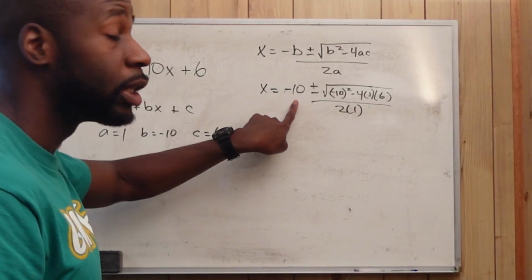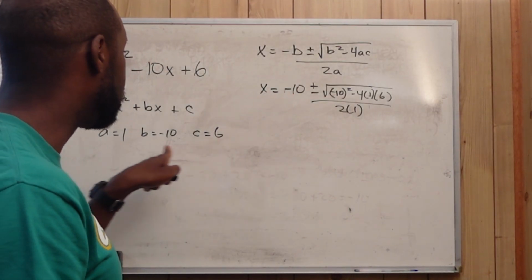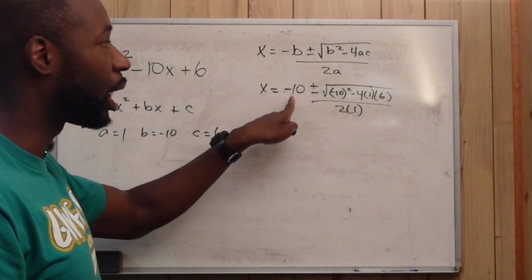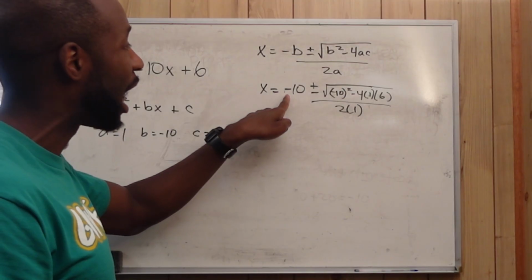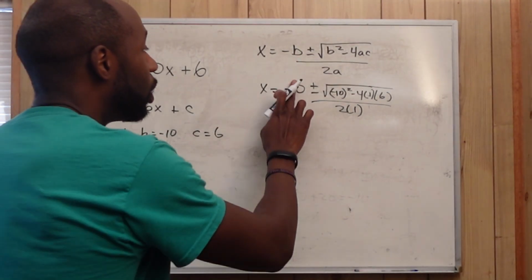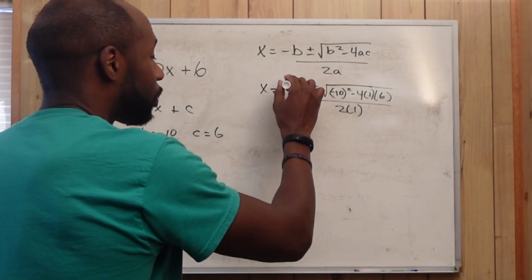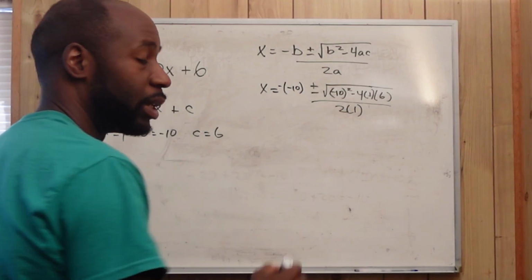Now, what happened is you saw the negative and then you saw the negative here, but somehow you dropped this one off. That negative 10 in and of itself is negative. So what it should have been is a negative on the outside and then negative 10.